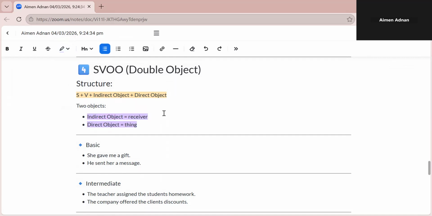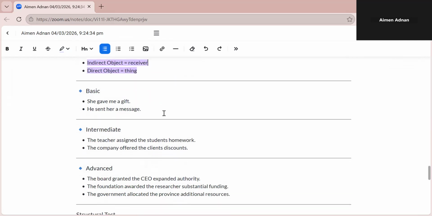If I explain this to you in simple words, first you'll have a subject, then you'll have a verb, then you'll have the indirect object, the receiver of the action that is done by the subject. And then you'll have the direct object, that is the thing the subject does the action with. Yes, now look at the example. She gave me a gift. Now she is your subject, gave is your verb. Now other parts, me a gift. And now I will identify both with different colors. Me is your indirect object, and then you have gift, which is your direct object.